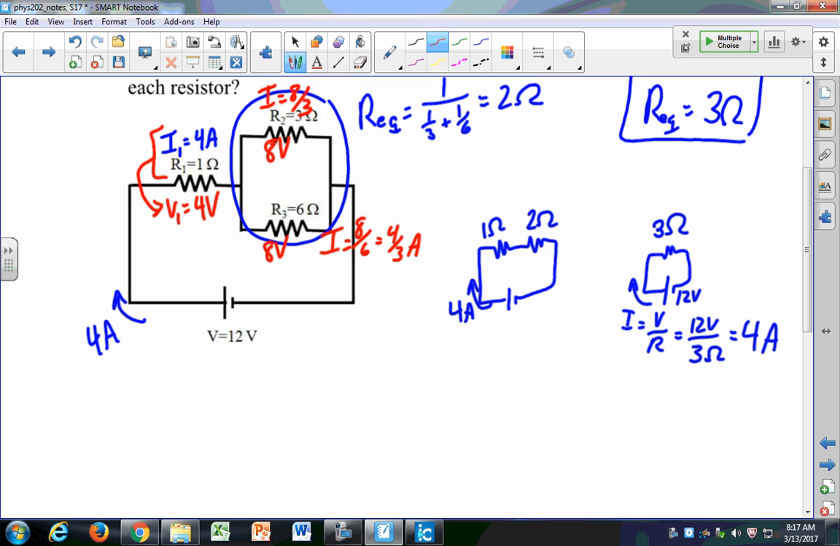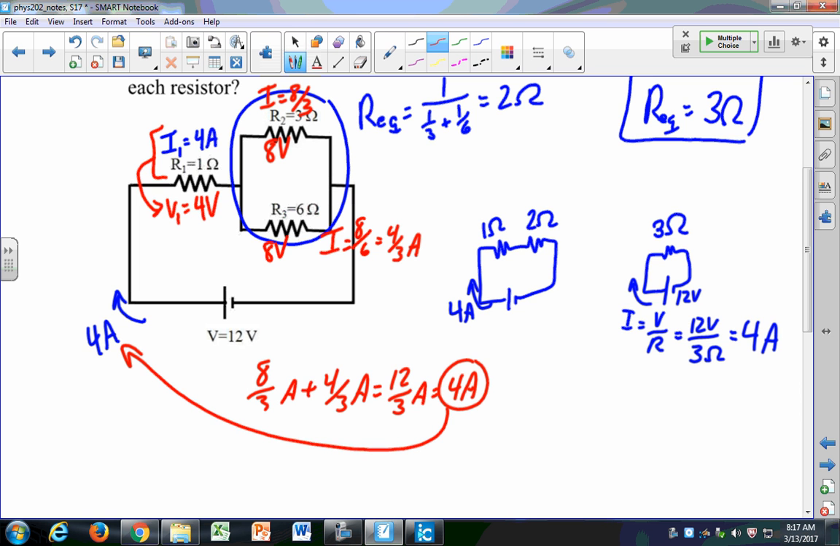Notice if I add up these two currents, 8/3 and 4/3, it will equal 4 amps. 8/3 amp plus 4/3 amp is equal to 12/3 amps, which is 4 amps, which is the same as what I have going into the circuit. That's the junction rule for resistors in parallel. The ingoing current equals the sum of the outgoing currents. 4 amps equals 8/3 plus 4/3 amps. Okay, so we see all of our various rules come into play here for this combination circuit, and we'll do some more complicated ones soon. Probably not today.